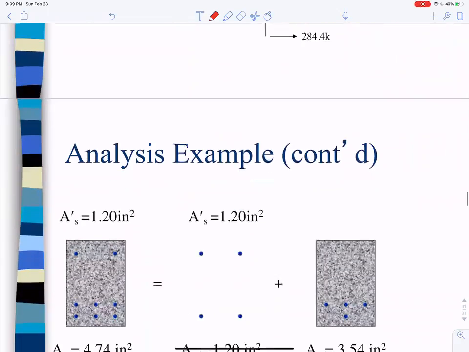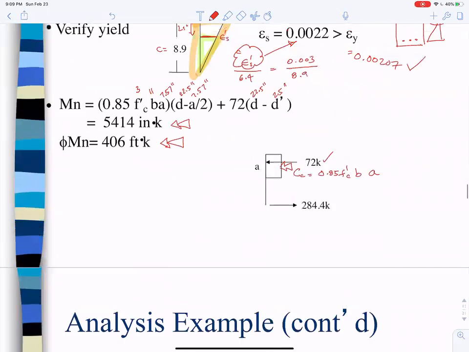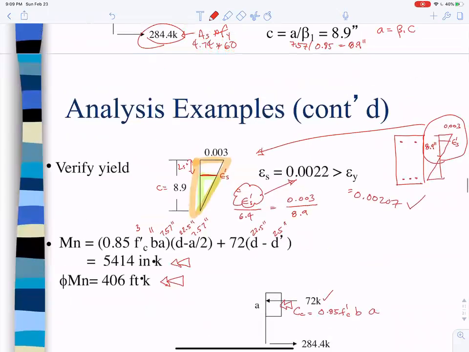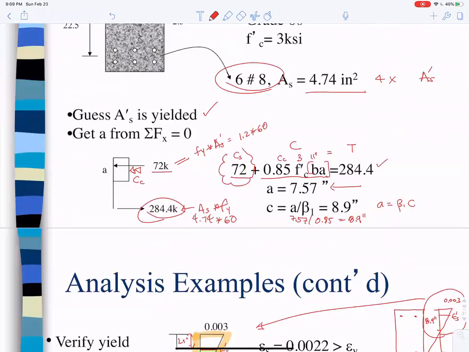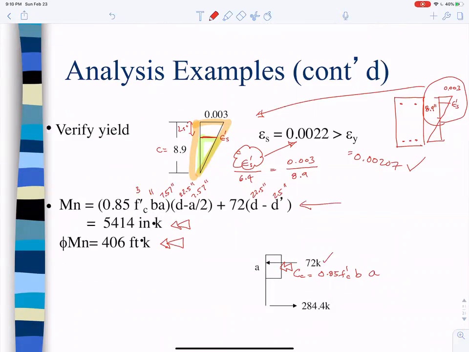So there you go. This next example is making them into 2 separate beams. We'll do that next, but it's not that hard, right? Just T equals C, solve for A. The only trick was this right here. You have this extra compression force due to the steel, and if it's yielded, that's actually quite easy. It's just the area of the steel times Fy. Then you just solve for A, and then the added thing is you have to make 2 moments. One is 72 times this distance, which was D minus D prime, and the regular concrete force times that distance, which was just D minus A over 2.